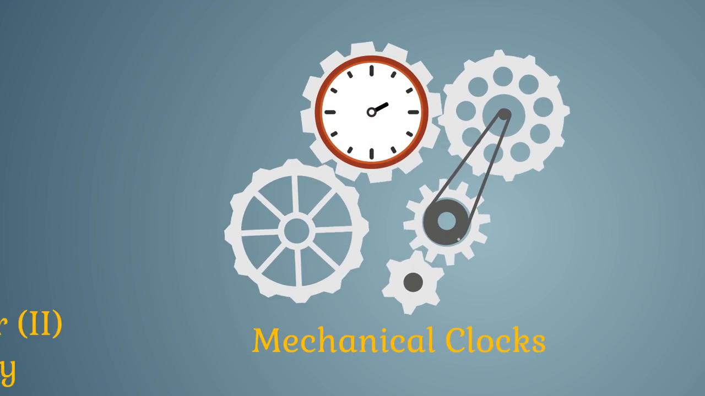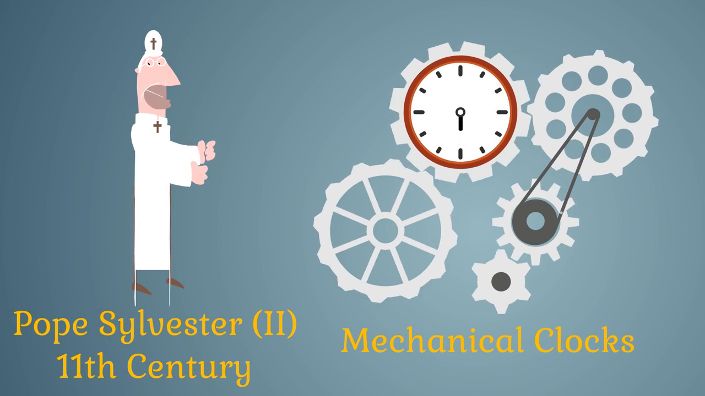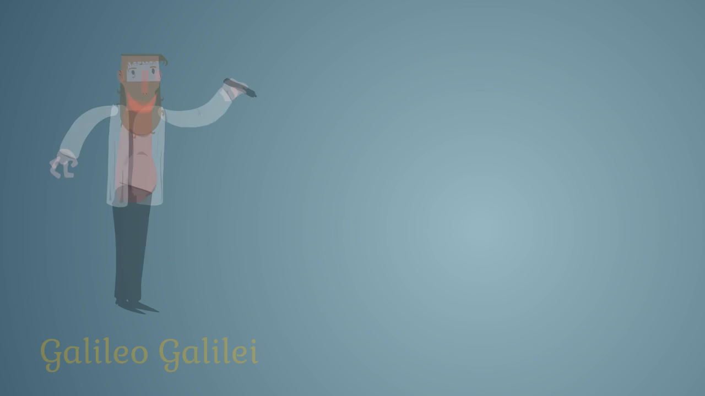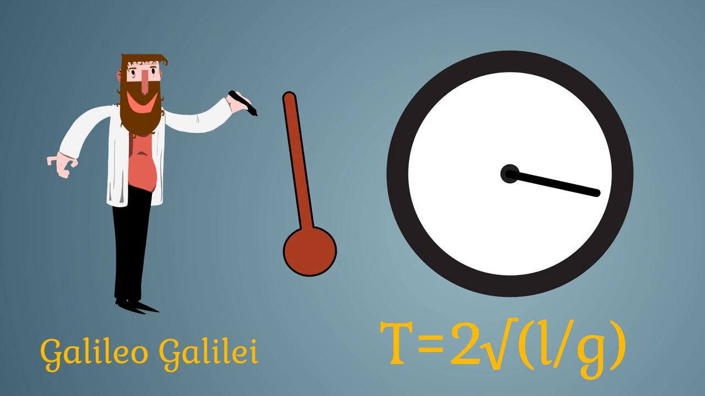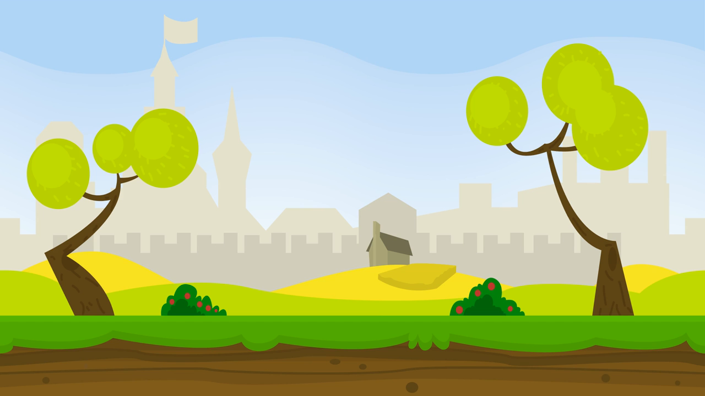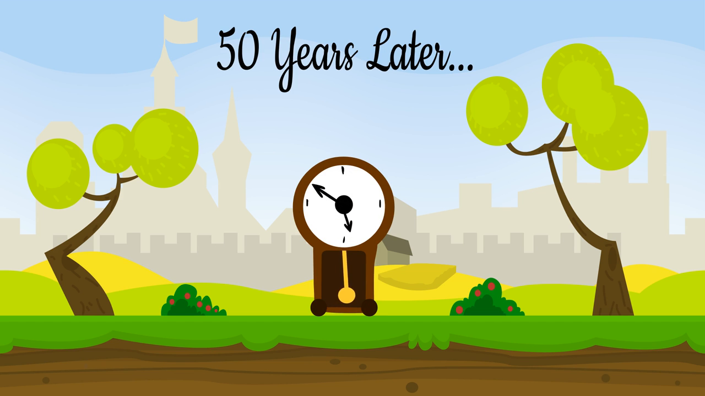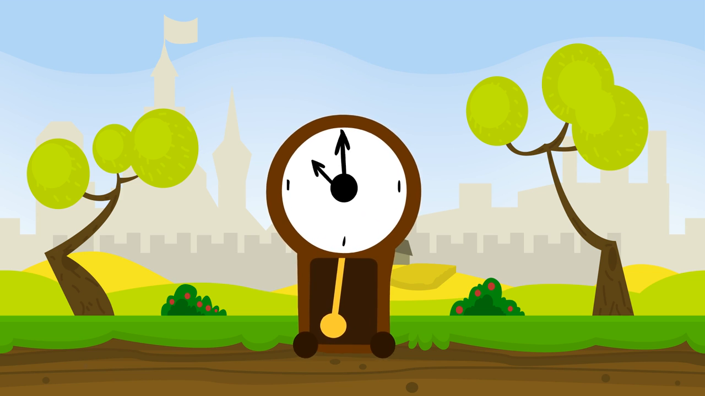Then, the mechanical clocks arrived. The first clock was built in the 11th century by Pope Sylvester II. Galileo Galilei, father of science, experimented with the pendulum, which was a way of marking off small intervals of time accurately. It took 50 years for a pendulum clock to be built, resulting in a massive leap in the evolution of timekeeping devices.